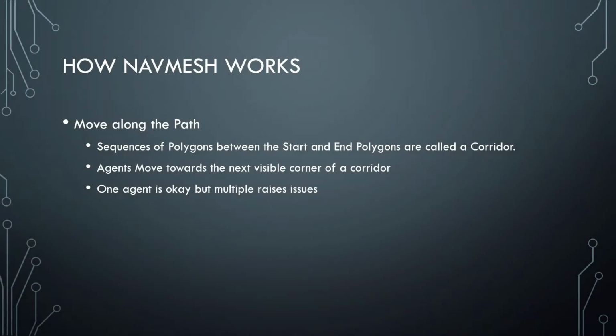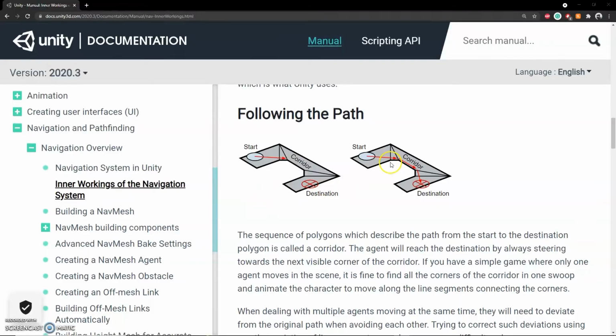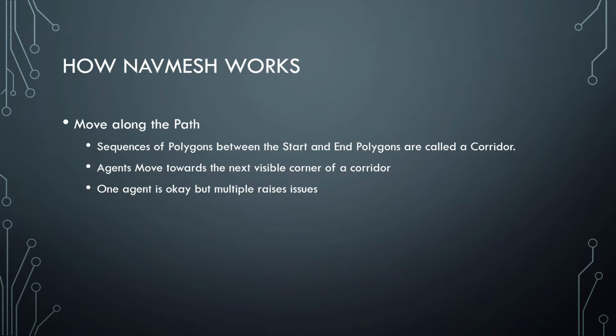When following the path, the sequence of polygons between the start and end polygon is known as a corridor. As such, agents will move towards the next visible corner of a corridor. With a single agent, this is fine, but with multiple, it becomes a mess as they are all following the same path but now have to consider avoiding collisions with each other.